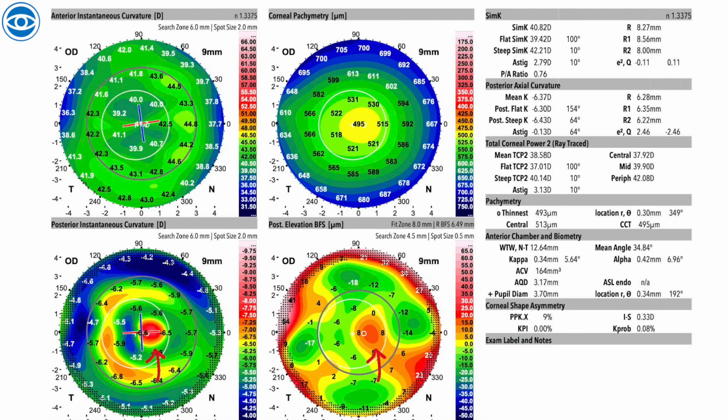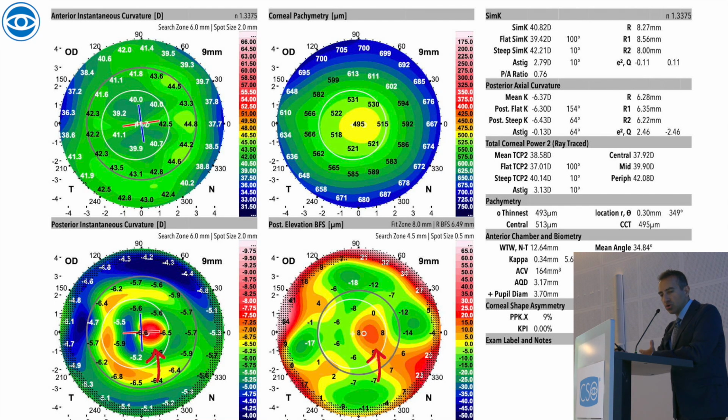So I will start first with the MS39, moving on to the combination of both Osiris and MS39. But again, these cases I would like you to review just to show you the advantages of having an OCT over Scheimpflug. Here is a Scheimpflug image showing a posterior elevation nodule and a posterior curvature nodule. However, the anterior curvature looks pretty nice. So it's usually the other way around.